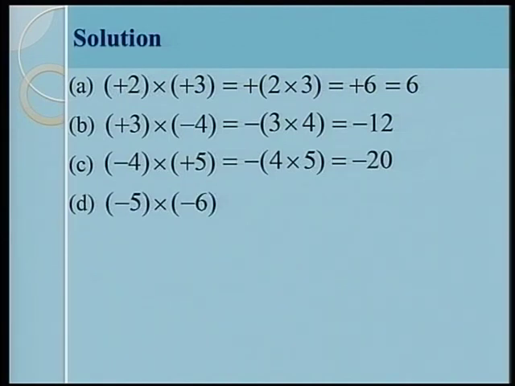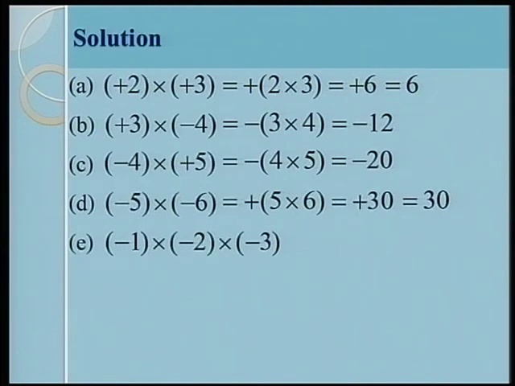Look at the solution for part D. Negative 5 multiplied by negative 6. We are here multiplying two negative numbers, and multiplying two negative numbers will give a positive number, which is positive 30. We look at the solution for part E.